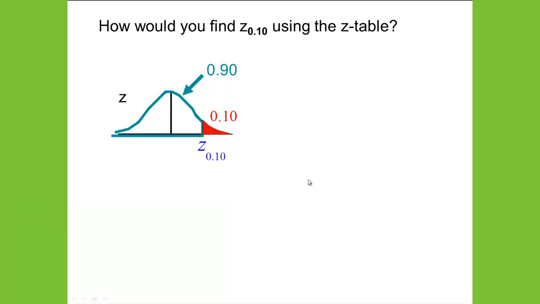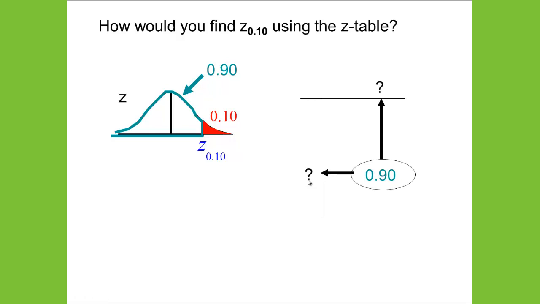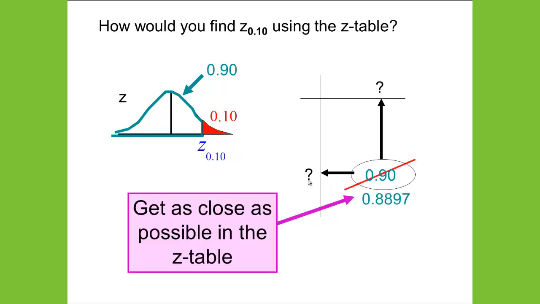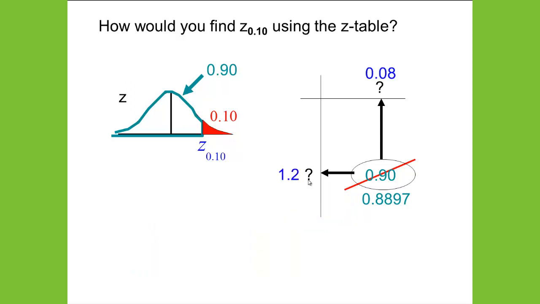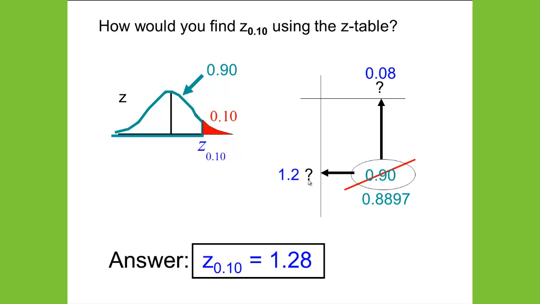Then, if we're using the table, we will look on the interior of the table for the score as close as possible to 0.90. And that would be 0.8897. That's as close as we can get in the z-table. And then looking out from there to find the z-score or the z-value that matches that would give us z sub 0.10 equaling 1.28.